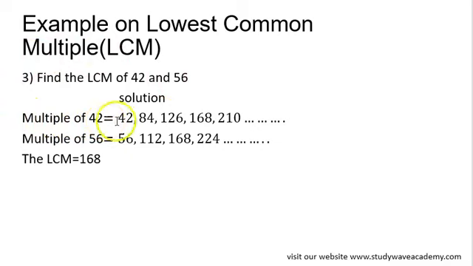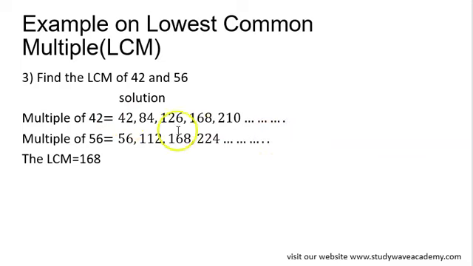When we write out the multiples of 42, we have 42 plus 42, 84. It goes on. 126, 168, 210, and it goes on. You keep on adding 42 to the answer you got. Okay, then the multiples of 56, we add 56 to 56, 112, add again 56 to 112. It goes on and on.